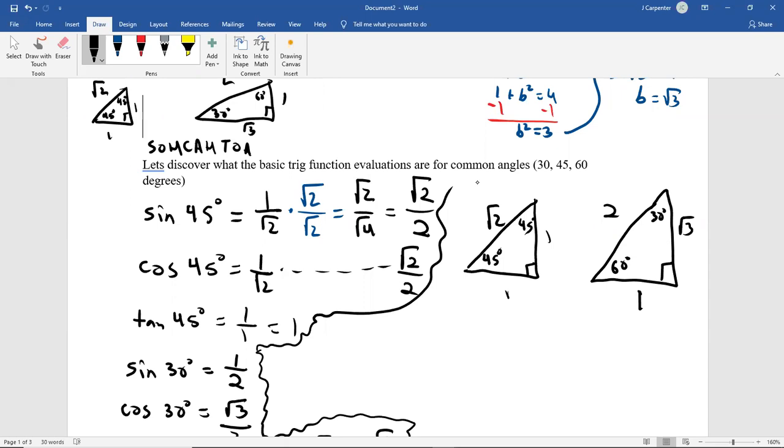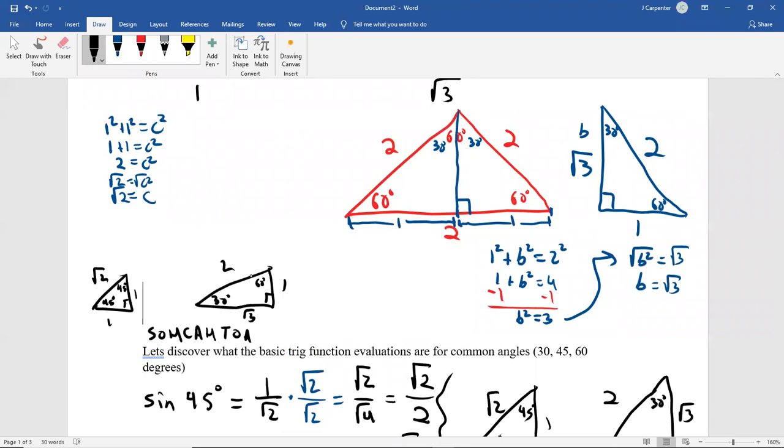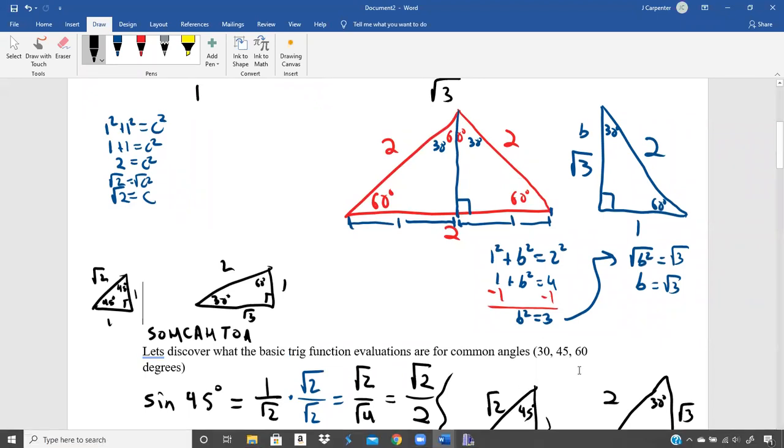So now the sine of 60 degrees, sine is opposite over hypotenuse, opposite square root of 3, hypotenuse is 2. Square root of 3 over 2, and that's it. If I did it up here, I would have gone opposite of square root of 3 over 2. It would be the exact same thing.